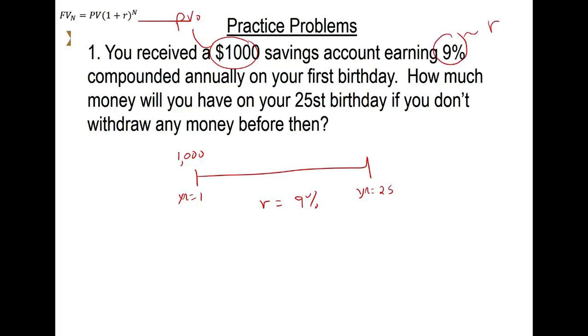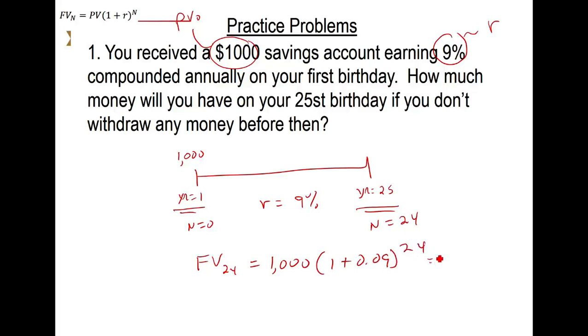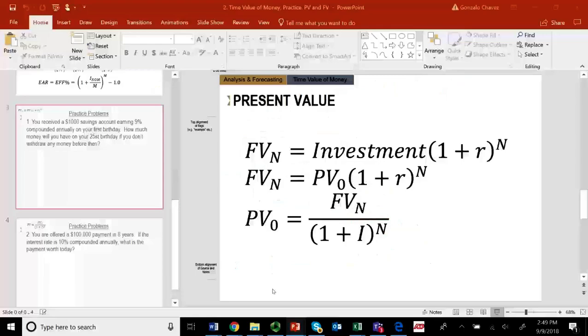The fact that you're told that you received this when you're 1 year old, and that you want to find out how much money you'll have by the time you're 25 years old, tells you how many periods have elapsed. Let's start: this is n equals 0, period 0. What will this be? Period number 24, right? You've gone from 1 year old to 25 years old. So the future value after 24 periods will be simply the $1,000 earning 9%, raised to the 24th. That's what the answer is. Let's go to Excel very quickly and find out what that means. Okay, so let's go to Excel.